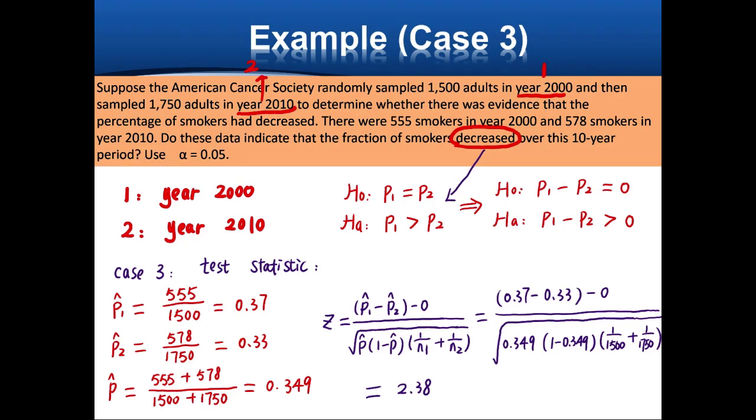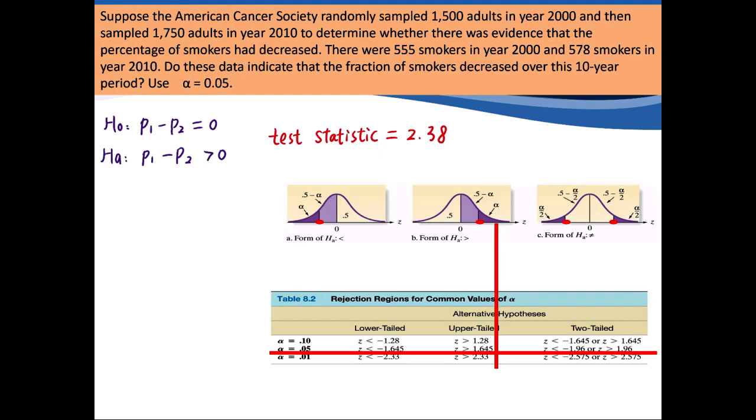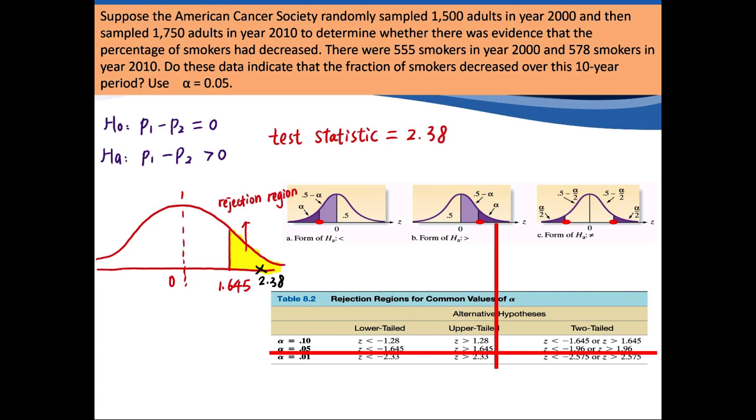Because we can use the z-table, we can also use this rejection region summary table to find the critical value. HA is bigger than, so it will be the second column. Alpha is given 0.05, so the critical value is 1.645. So it will be on the right because HA is bigger than. And the rejection region starting point is 1.645. The test statistic is 2.38, so it is in the rejection region. So our decision is reject H0.